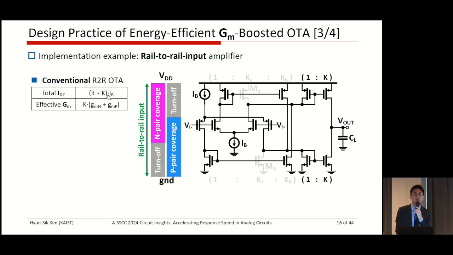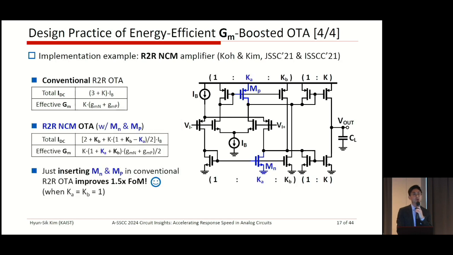How do we achieve the nested current mirror design? Very simple. Just insert 2 transistors in the conventional design. Just inserting the blue transistor here and here, we can implement the nested mirror rail-to-rail operational transconductance amplifier. The merit is obvious.